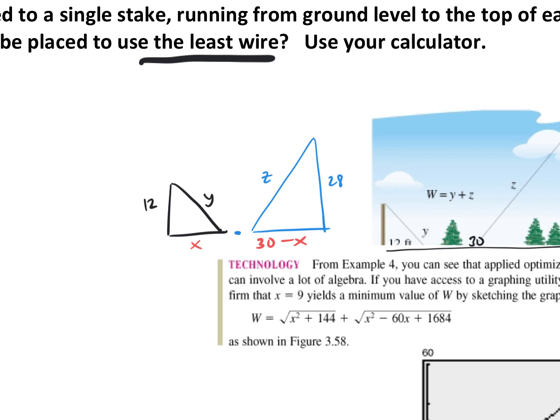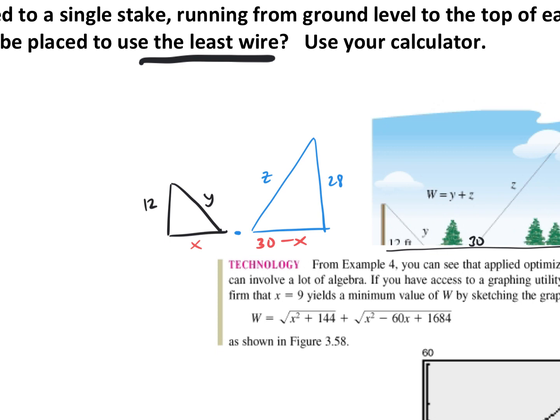If you chose to do it, x on the larger one and 30 minus x on the smaller one, that's fine. Just make sure you know what your x stands for in terms of the problem. So our x value that we're going to solve for is the distance away from the 12-foot pole, okay? So looking at these triangles, what formulas could we use in order to solve for y and z in terms of one variable? I don't know, trigonometry? I don't have any angles or anything.